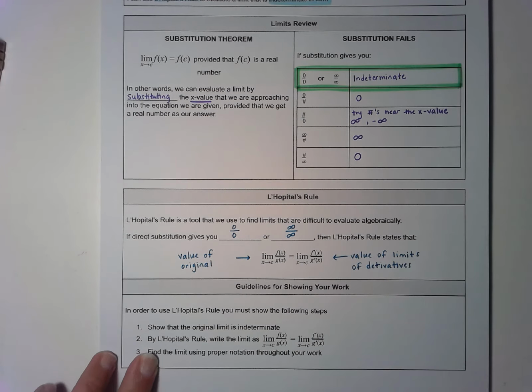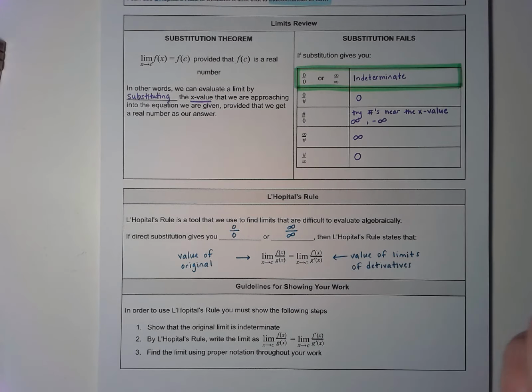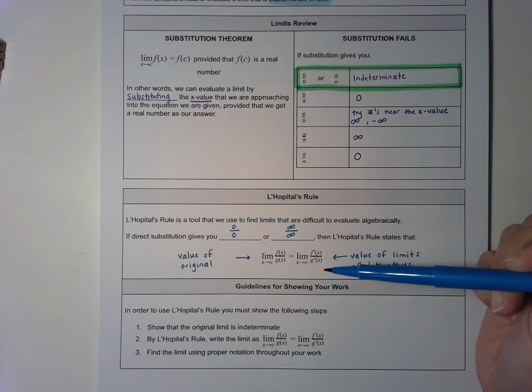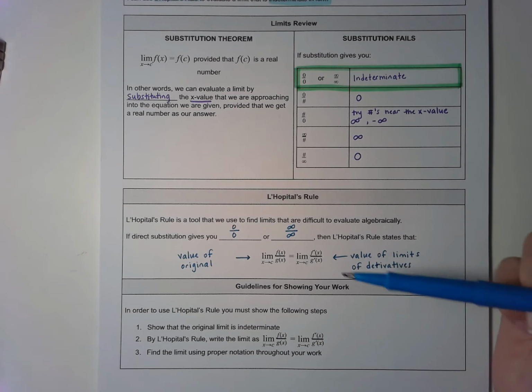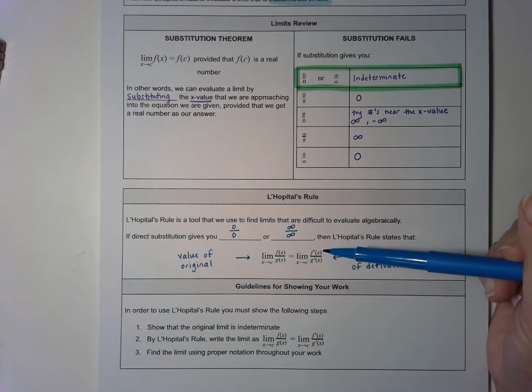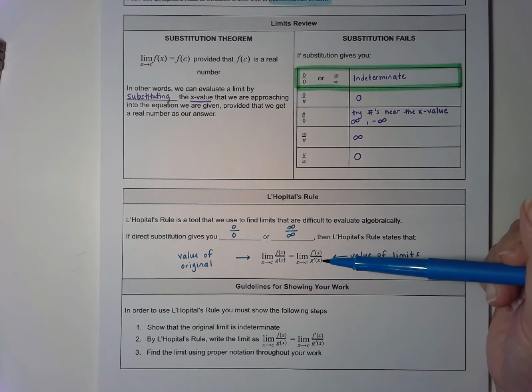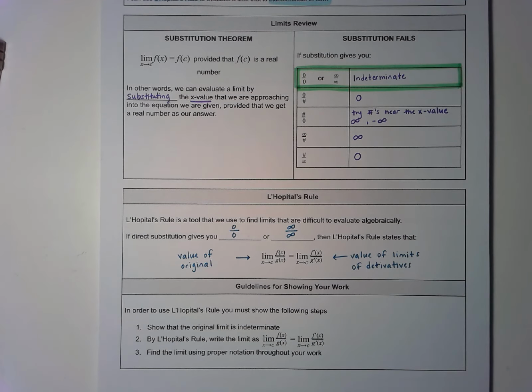Now, what I want to point out here is that even though our original problem had a fraction in it, that's how we got 0 over 0 or infinity over infinity, we're not using quotient rule to find these limits or to find these derivatives. We're just taking the derivative of the top, taking the derivative of the bottom, and finding a new limit.